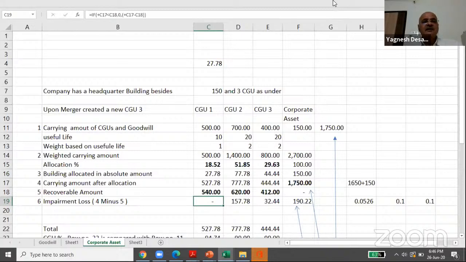थोड़ा fast हो रहा है. अरे अनीता जी, क्या fast हो रहा है यार? अनीता जी, ये 500 है, ये 700 है, 400, इसकी useful life है 10, तो उसको मैंने एक पेज पे ला दिया, 500, 1400 and 800. What is the idea of doing so?